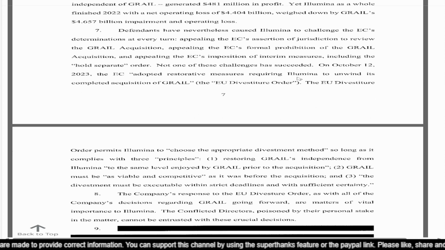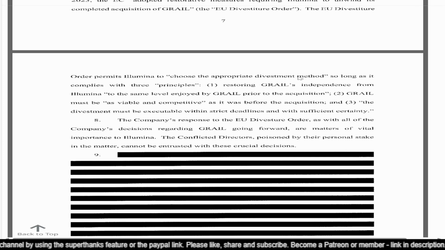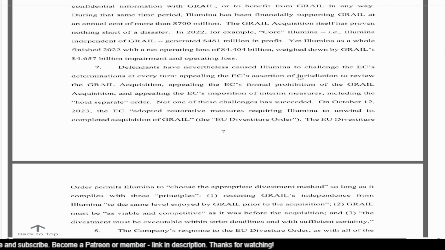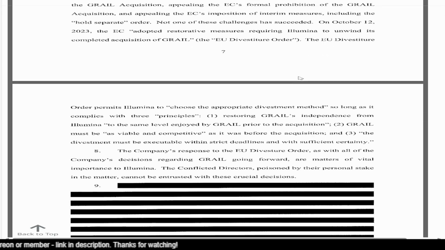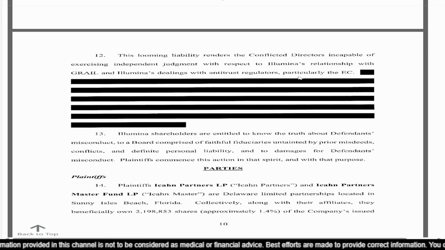And the suit provides a brief background of Grail launch and spin-off and reacquisition, punctuated by antitrust action. It further alleges that the defendants defiantly voted to close Grail acquisition despite a 10% penalty on annual revenue. So it's a rundown of things that we have already discussed before, but there are a lot of redactions out here, so I don't know what's there in the redacted area.